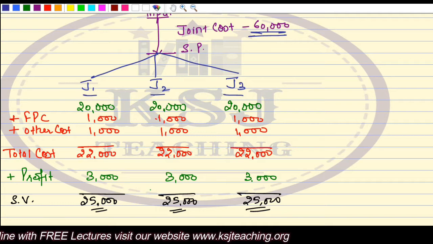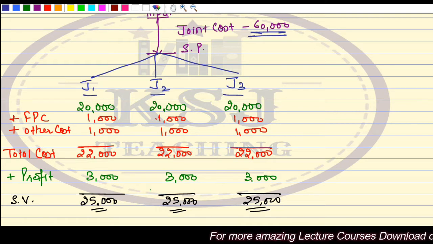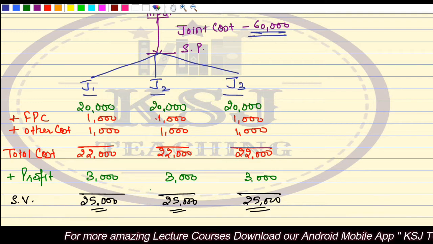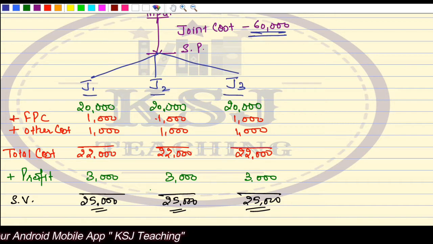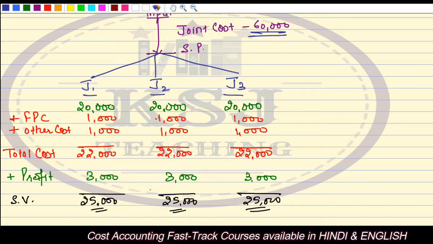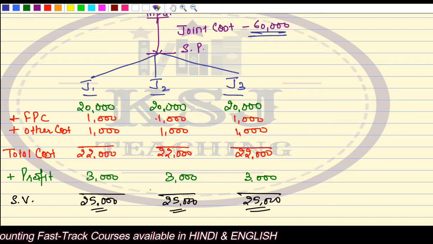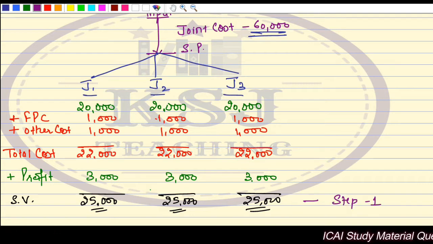That means you need to start from the last step, that is the sales value. In the reverse cost method, what will be given to you? The sales value of each joint product, or you might be given the number of units sold and the selling price per unit, so you can calculate the sales value. In the reverse cost method, this becomes your step number 1: start with the sales value.